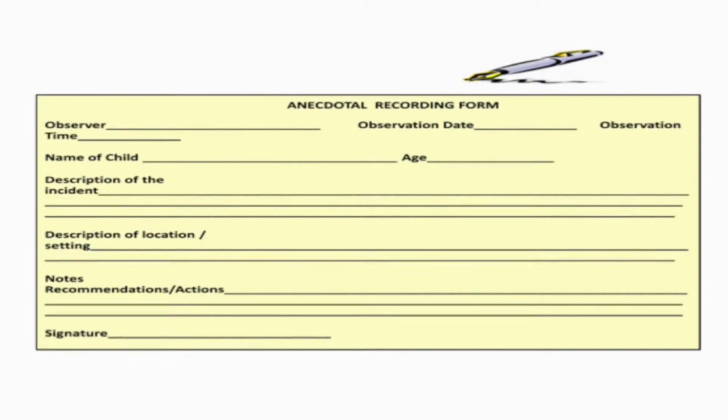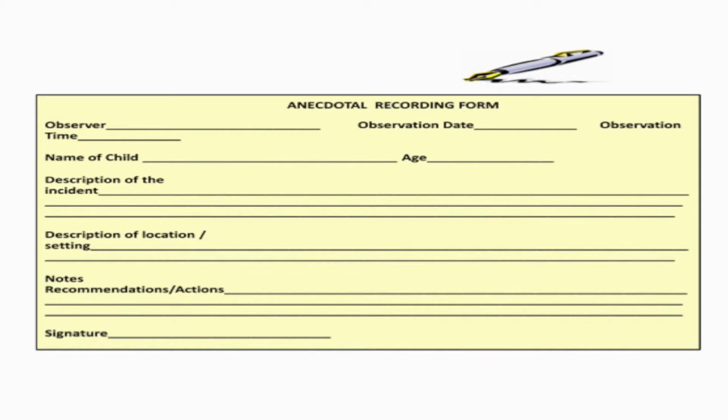So, how does an anecdotal record look and how is it used? The anecdotal record is written as a short story in the past tense. The observer writes his or her name, the time, the date, and the location of the incident. The child's name and age is also written.